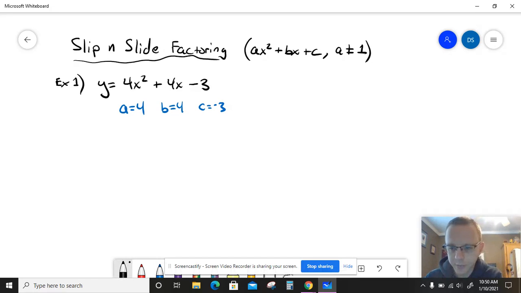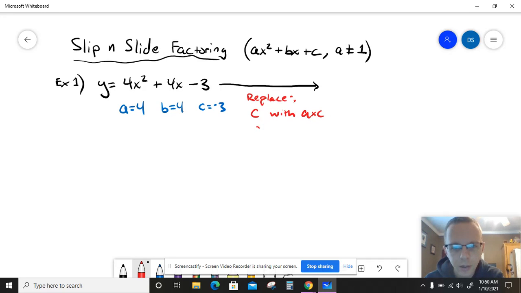And so the idea is that it's difficult to factor when a is not 1. It's easier to factor when a is 1. So we're going to make a replacement. What exactly are we going to do? We're going to replace a couple things. We're going to replace c with a times c, and we're going to replace a with 1. And so what does our function become?